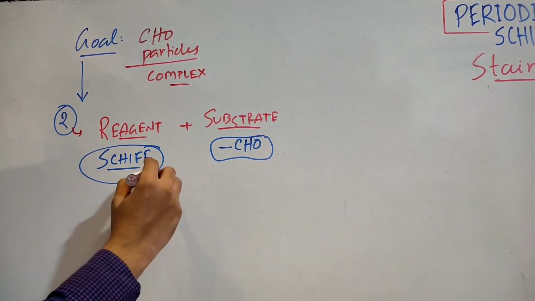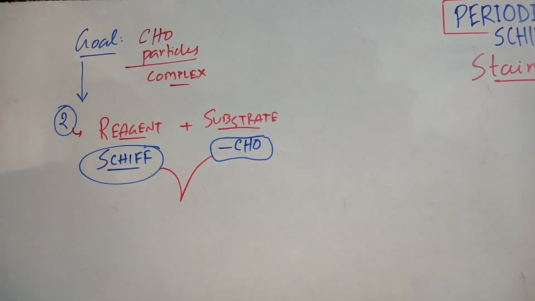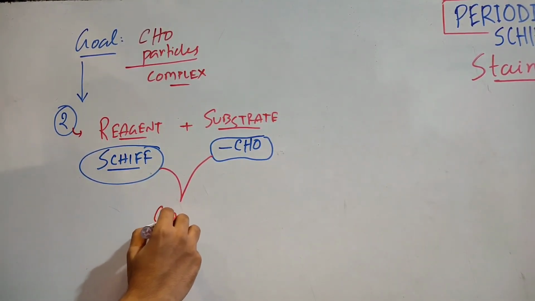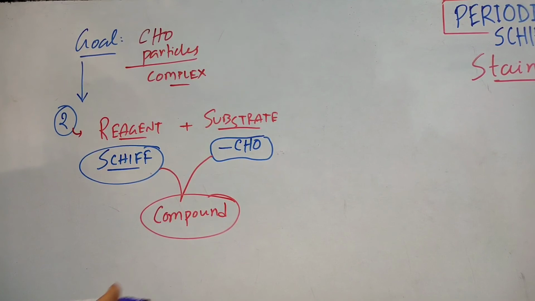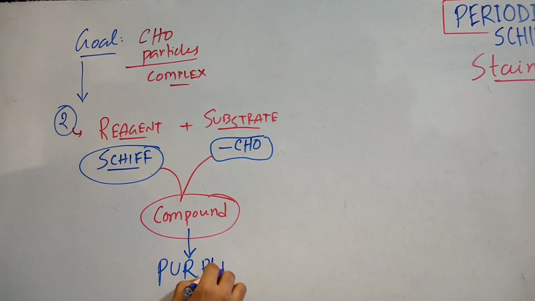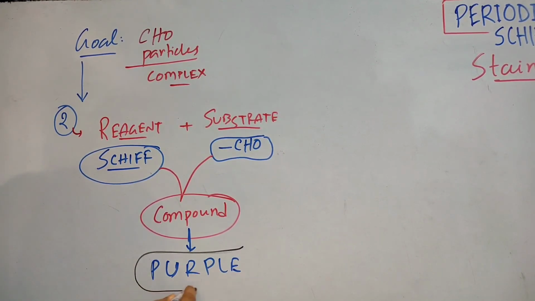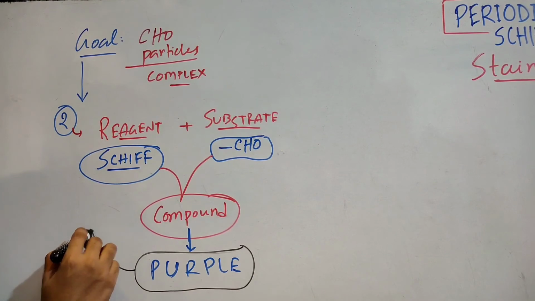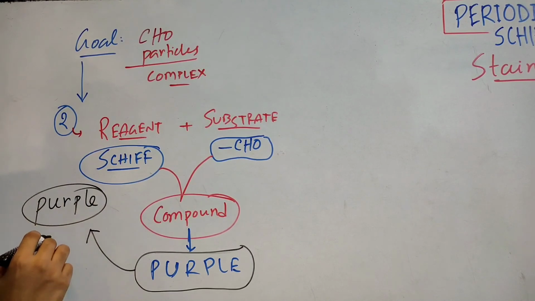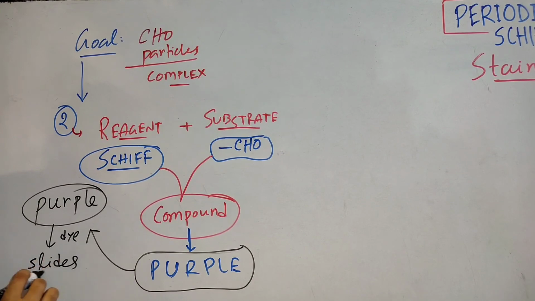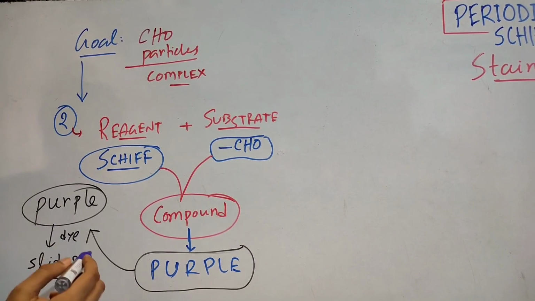Now we will do a reaction between the two, and what will happen is we will get a compound or a product, right? This reaction will yield a compound that's actually a colored compound, and the color is purple. And this purple color is the reason why we will see the slides as purple also, right? So the purple colored compound will dye or color the slides purple as well. Now, to understand it a little bit better, let's switch to our slides and take a look at a periodic acid-Schiff stain slide.